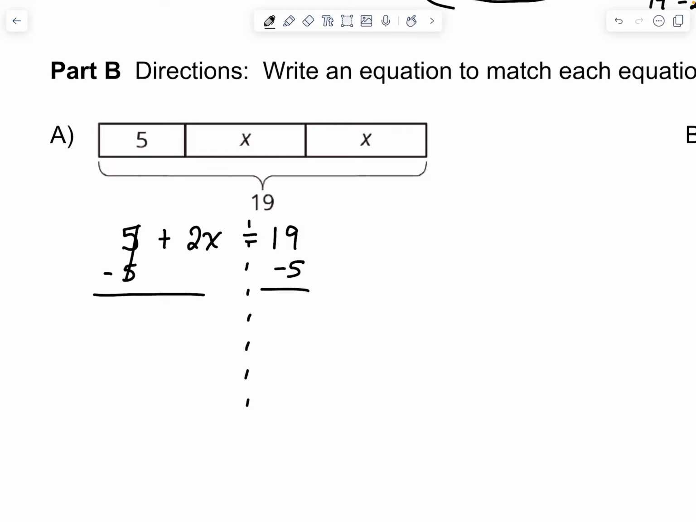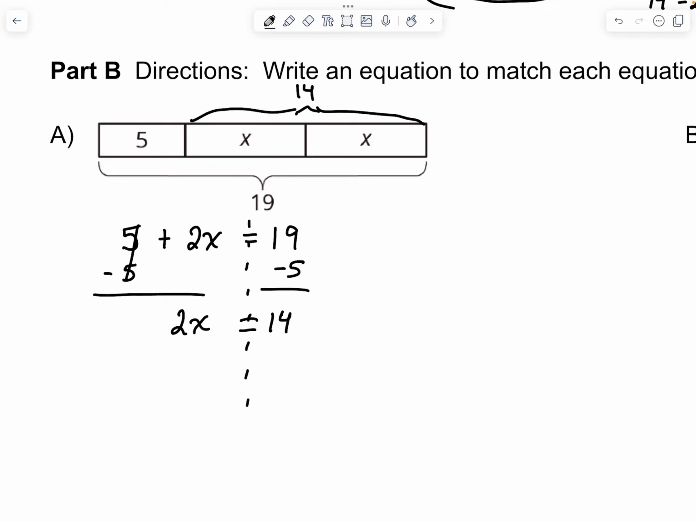5 minus 5, that's a 0 pair, so that cancels to nothing, or 0. Drop down the positive 2x. I don't have to write the plus. All I have to do is put the 2x. It's implied that it's positive. 19 minus 5 is equal to 14. And so this portion here is now equal to 14.